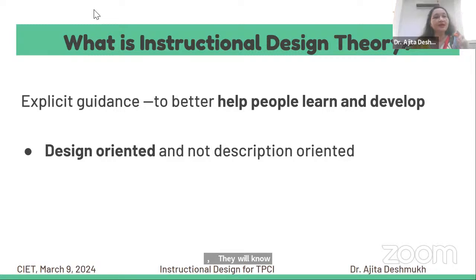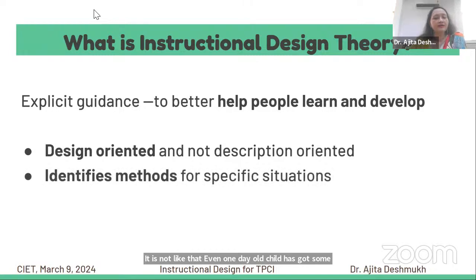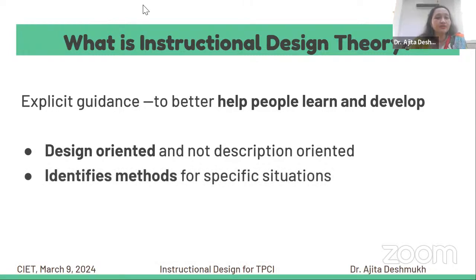So design means, how is it going to work? Are they going to relate? Are they going to be able to apply? Are they going to be able to express what they already know? Then you just see the words, that these words are for specific situations.